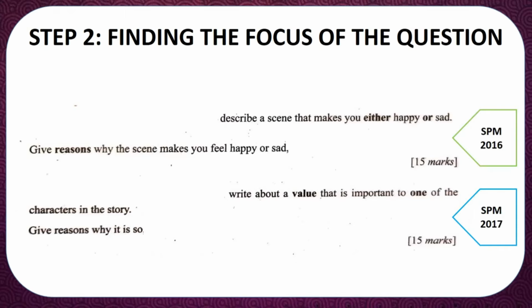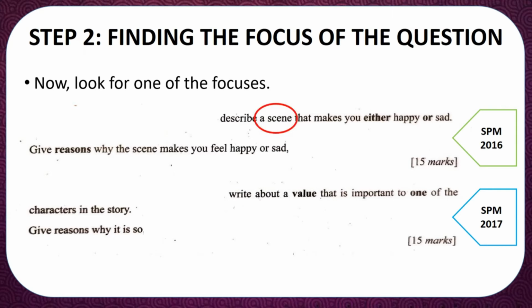These are the real questions after all instructions have been removed. What we need to do next is to look for one of the focuses. It's either character and characteristics, or theme, or moral values, or events. So let's look at SPM 2016. Describe a scene that makes you either happy or sad. So the focus is a scene. Earlier we learned that scene is also a synonym for event, right?